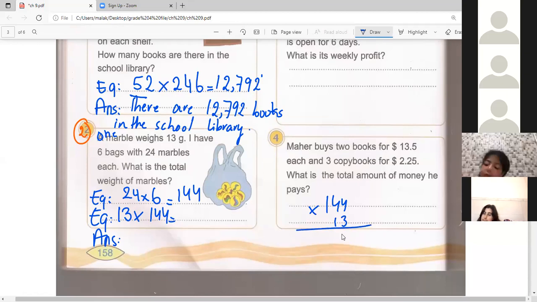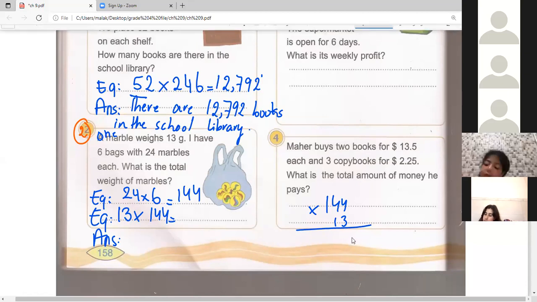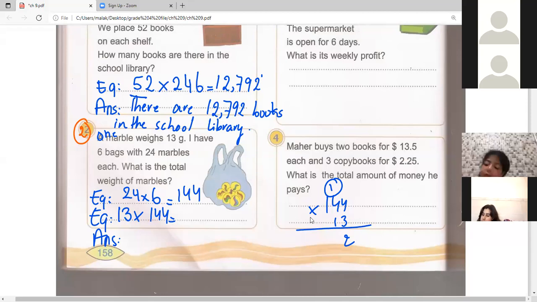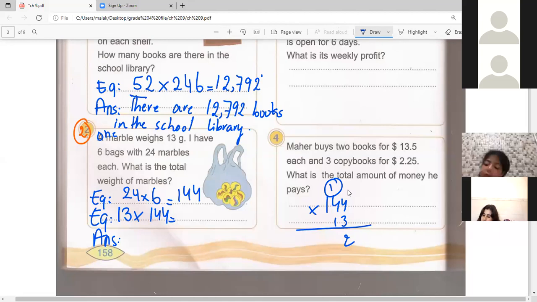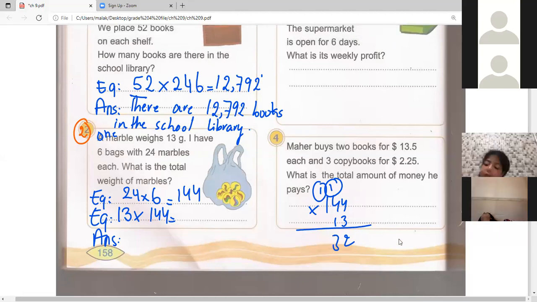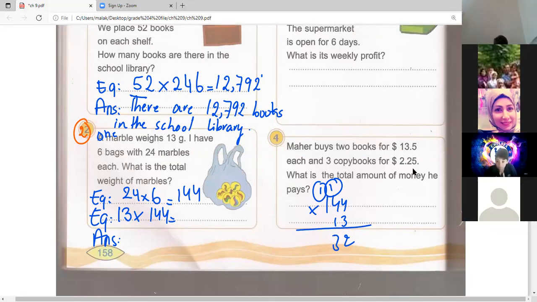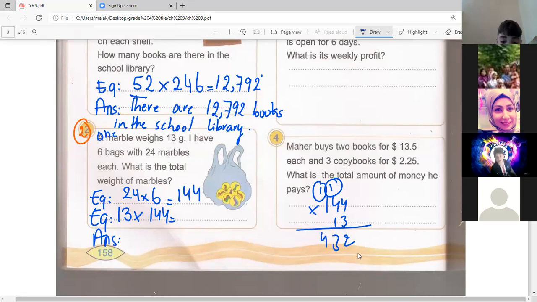3 times 4, 12. 2 down, we carry 1 up. 3 times 4 again, 12 plus 1, 13. 3 times 1, 3, plus 1, 4. Tamara, you have a poor connection, I can't hear you. Continue, please. 3 times 1, 3, with the 1 it's 4. Let's start a new line.